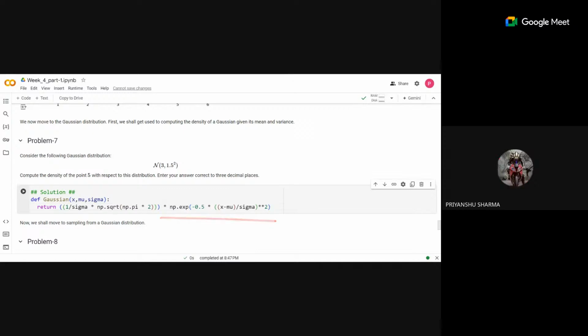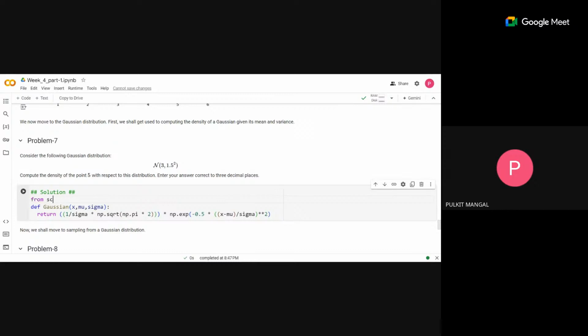Is there no inbuilt function for Gaussian, rather than writing this formula? For that in NumPy, it is not. There is the random function for sampling from the normal, but there is not any inbuilt function in NumPy to calculate the normal distribution. In SciPy, it is just like how I showed you: from scipy.stats import norm.